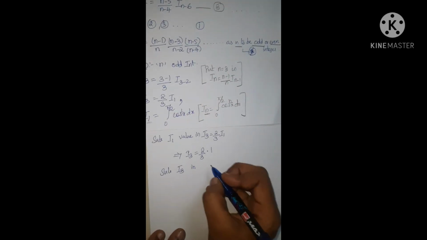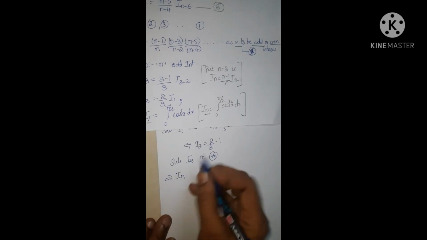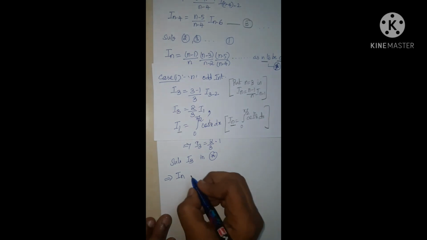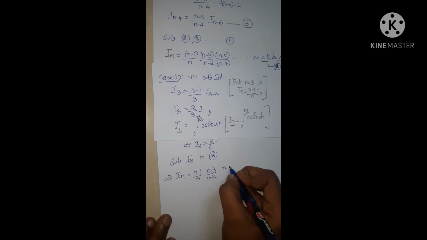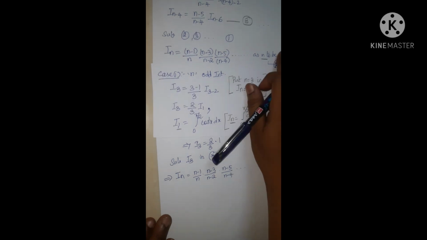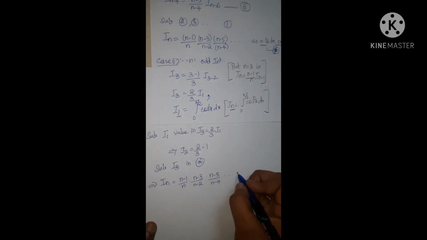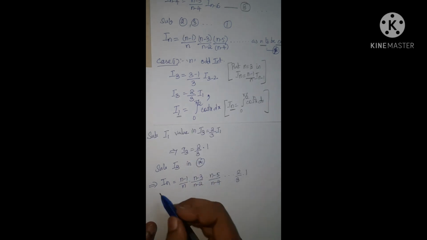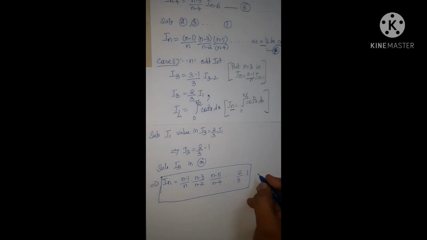Substituting the I3 integral in the star equation will give us In is equal to, what was our In equal to? (n minus 1)/n into (n minus 3)/(n minus 2) into (n minus 5)/(n minus 4), etc. For n being the odd number, it will end up with I3, whose value is 2/3 into 1. So we have deduced the result when n is an odd integer.